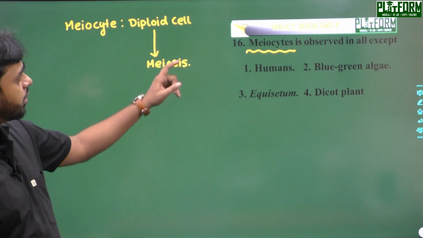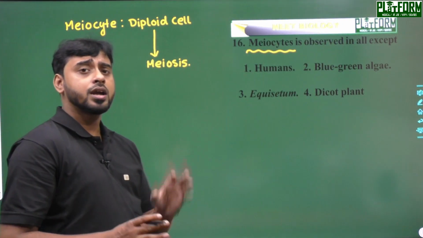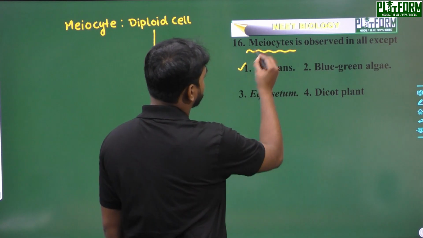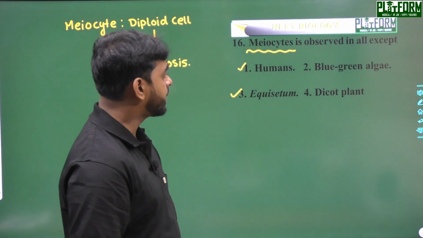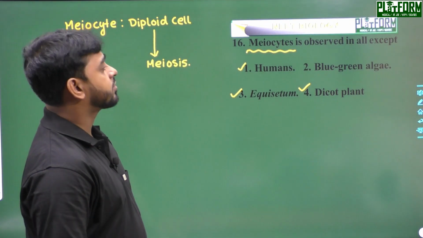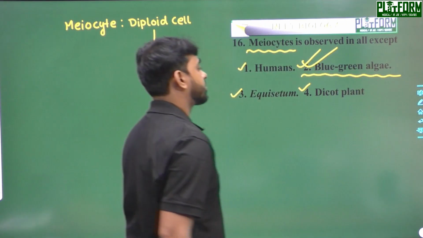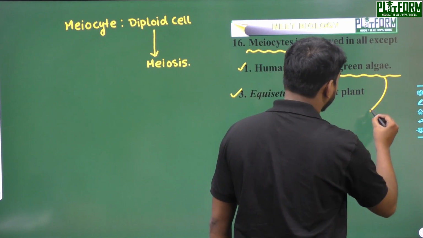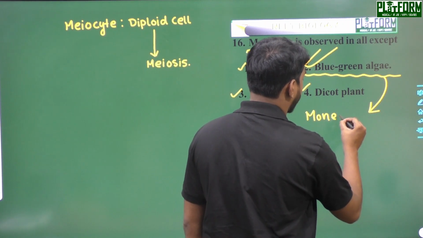Okay. Now the meiocyte is observed in all the organisms where diploid cells are found. So the diploid cells are found in humans. The diploid cells are found in Equisetum, it is a pteridophyte. The diploid cells are found in dicots. So the correct answer will be the blue-green algae. This one is the correct answer. Why is this one the correct answer? Because the blue-green algae are included under the kingdom Monera.